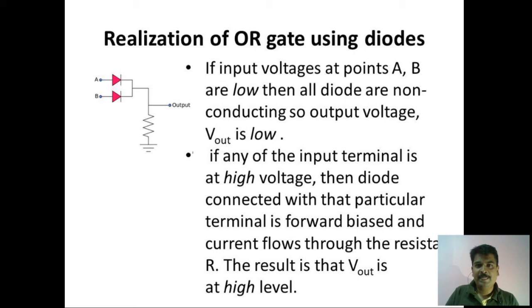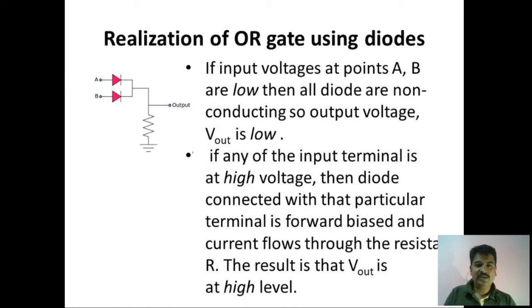Be careful. So now with the first combination, A is 0, B is 0, both are connected to the P type. It means both the diodes are under reverse bias. It means both the diodes will not conduct. If both will not conduct, you cannot expect any voltage at the output. Output voltage will be 0.